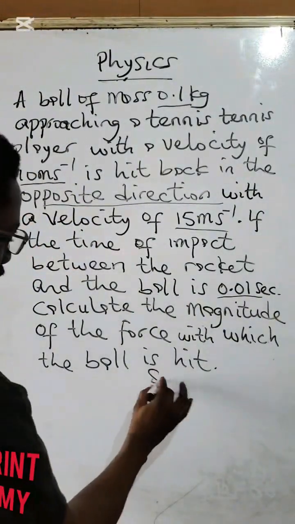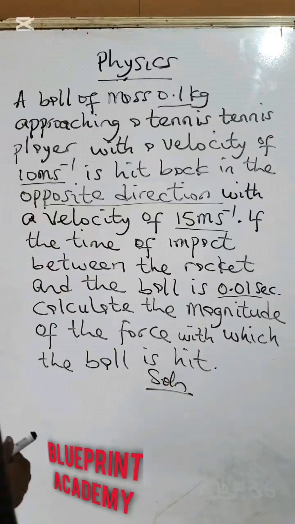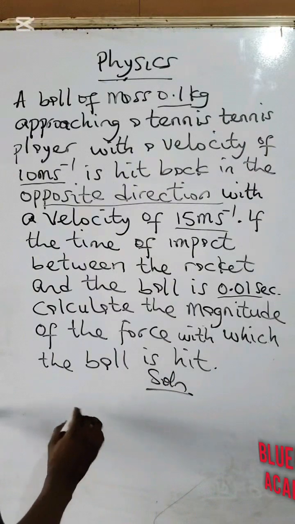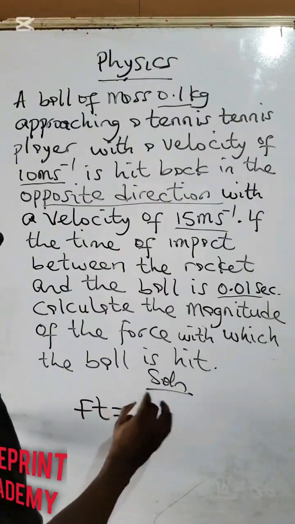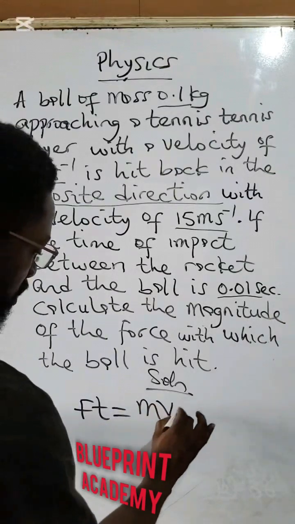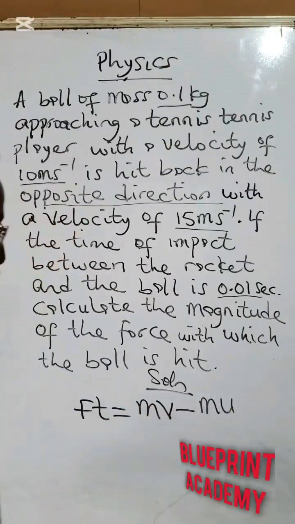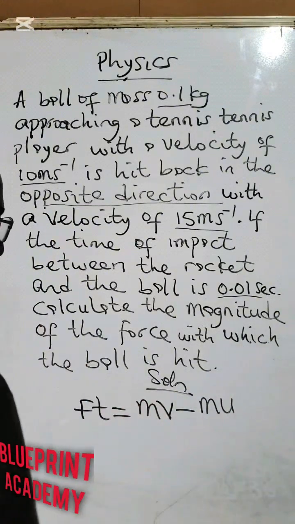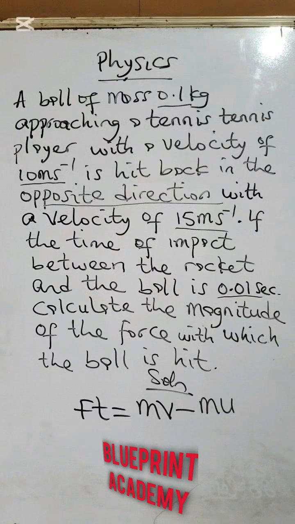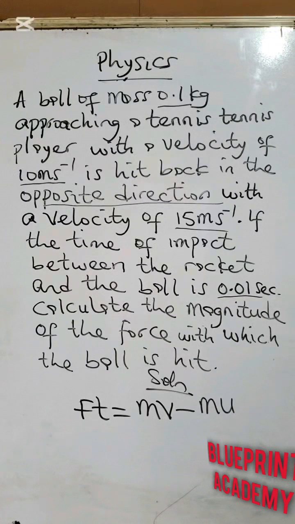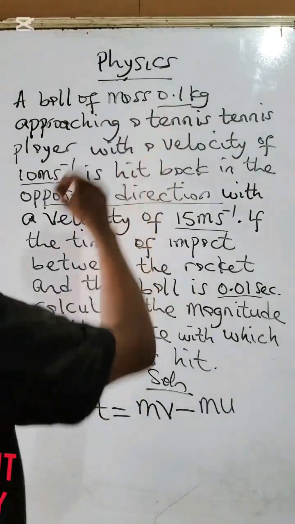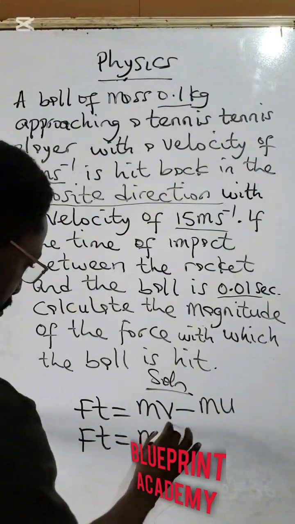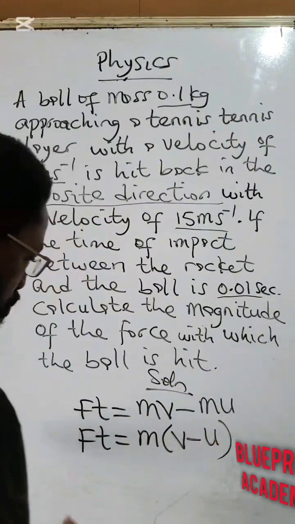Now, if you have a question like that, for us to calculate the force, all I need to do is remember what impulse is. Impulse, which is Ft, is the change in momentum. Impulse is change in momentum, which is the final momentum minus the initial momentum. The force in this case is not given, we have to calculate it, but we have the mass. From here, first, Ft is m into v minus u.